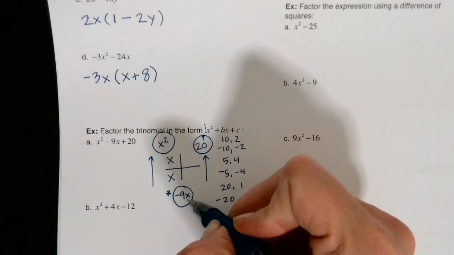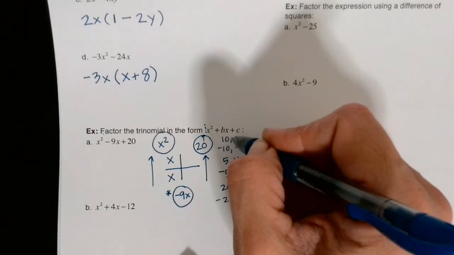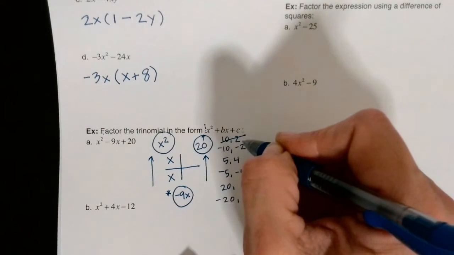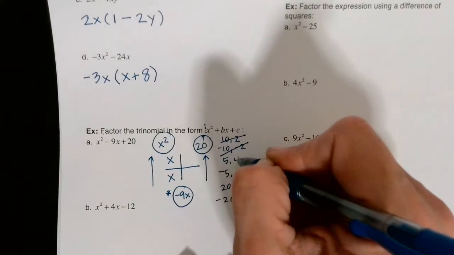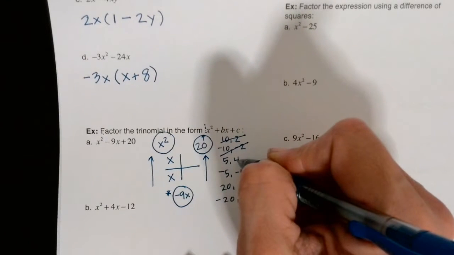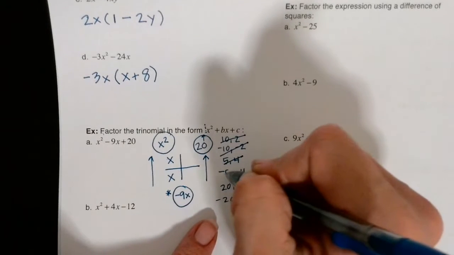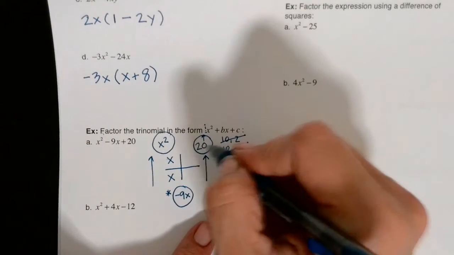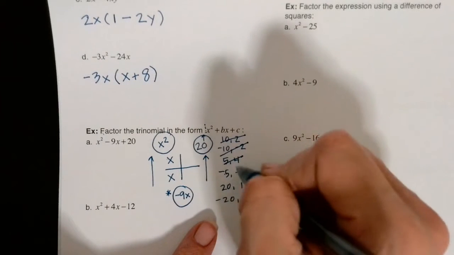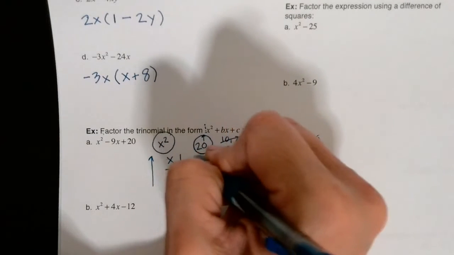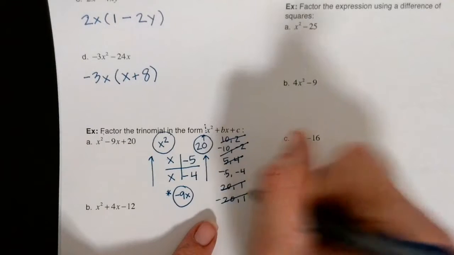you negative 9. So 10 and 2 would give me 20, but when I add those numbers, I get 12. When I add these numbers right here, I get negative 12. When I multiply these, I get 20. Great, but when I add them, I get positive 9. When I multiply these numbers, I get 20, because a negative times a negative is a positive. But when I add them up, I get negative 9. So those are the numbers that I'm going to choose. These ones aren't going to work.